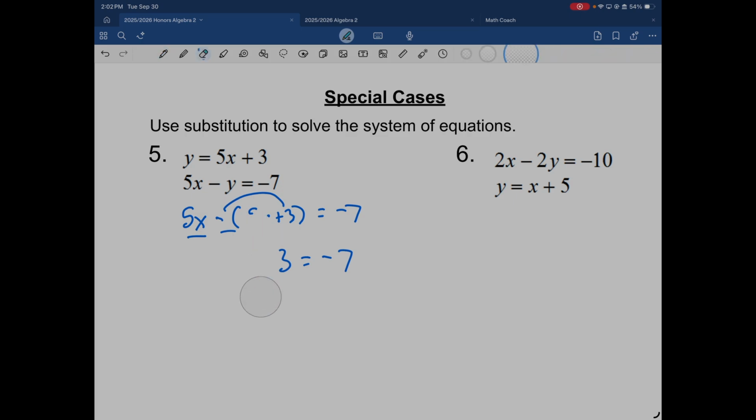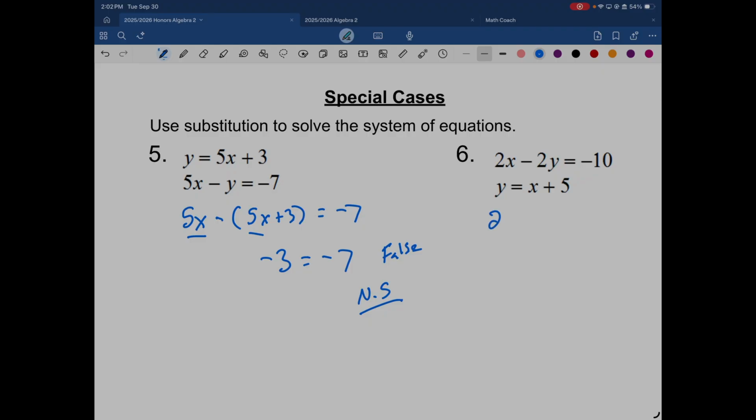It's a false statement. If you get a false statement, there is no solution to that. False means no solution. And they're two parallel lines. Okay.